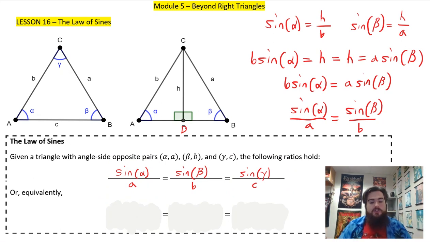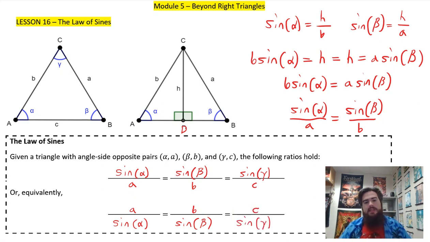You can also consider this set of fractions for the law of sines as A over sine of alpha, B over sine of beta, and C over sine of gamma. This note is here so you know that the law of sines is flexible, and it tends to be a little bit easier to solve for a missing side length if you start the ratios with side lengths in the numerator instead of the denominator.